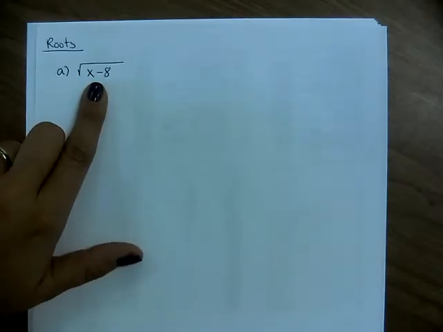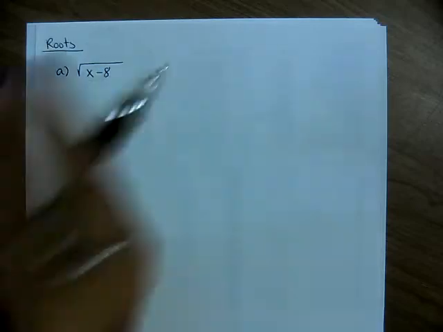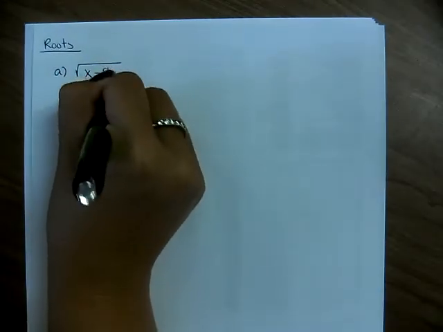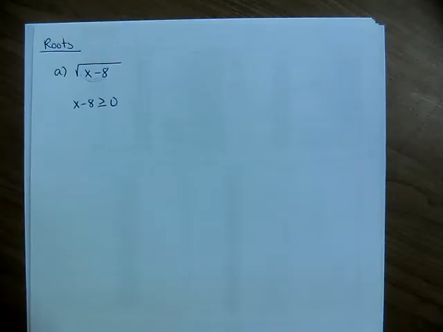So then what does that mean in terms of my answer within here when I simplify this? It has to be greater than or equal to 0. Because that's going to make it 0 or positive, right? So I'm going to take this x minus 8 and set it greater than or equal to 0.